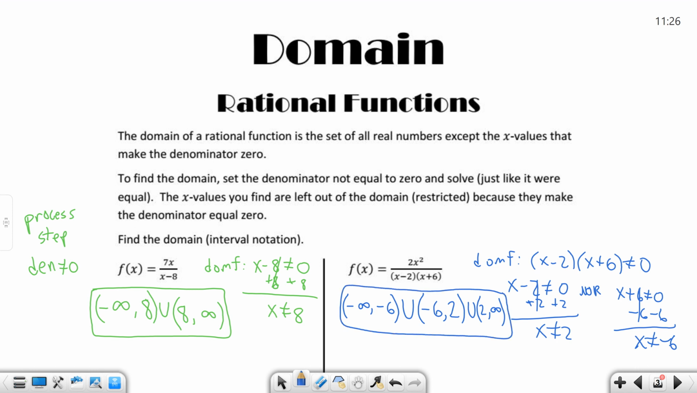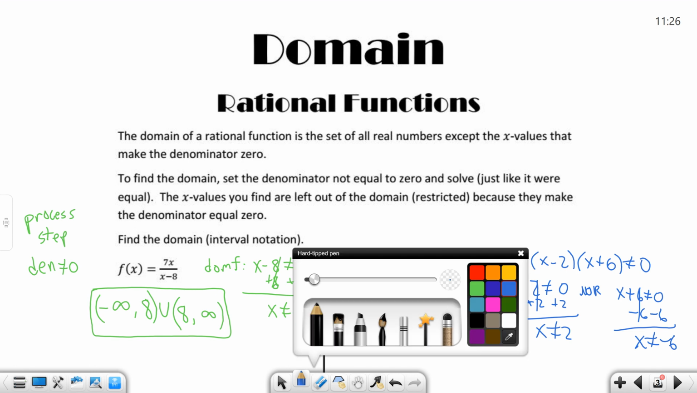Okay, and so there's our domain. Negative infinity to negative 6, that's our first interval. Union, we're going to chain link the negative 6 together with the union. And then negative 6 to 2, that's our next interval. That's all the numbers between negative 6 and 2. Then we're going to chain link with another union, the 2's together. And we go from 2 to infinity. So we got every real number that ever existed, except negative 6 and 2. And that's exactly what we wanted here for our domain of this rational function.